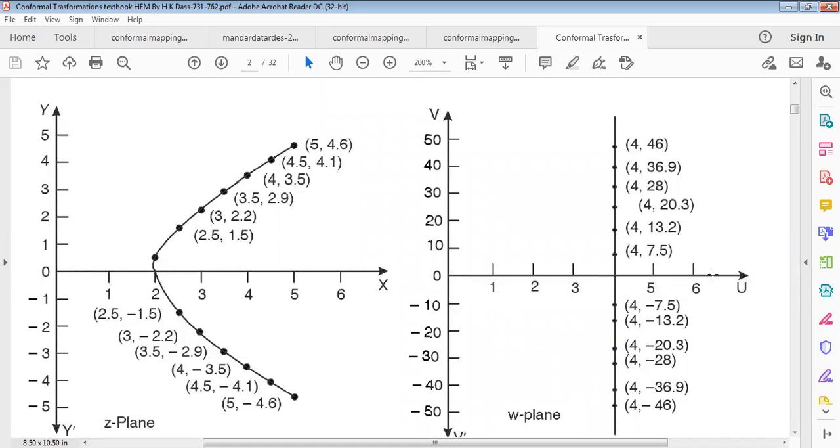Okay, now plotting values of u and v, and u is the real axis for the w plane, and v is the imaginary axis for the w plane. So for every value of u, 1, 2, 3, 4, this is the 4, we get individual values of v. Understand? These are the positive values of v, and similarly we get negative values of v, but the u values are the same. This is why u equals 4, and this u equals 4 is parallel to the imaginary axis of the w plane.